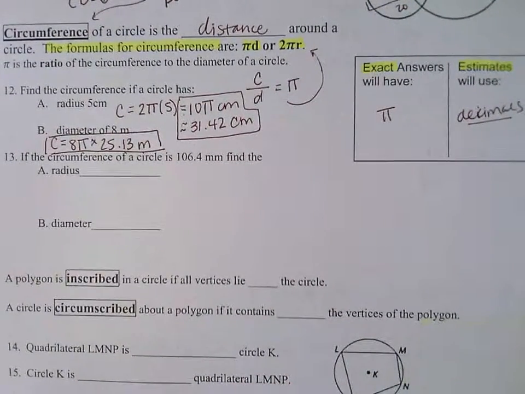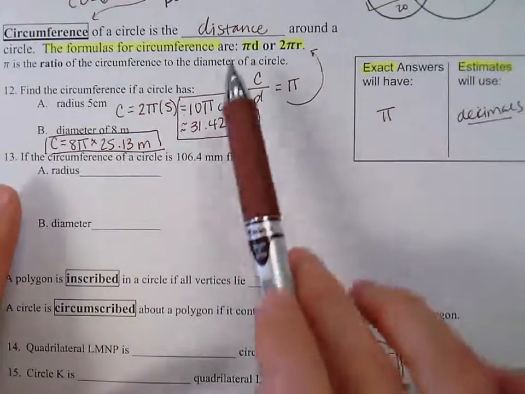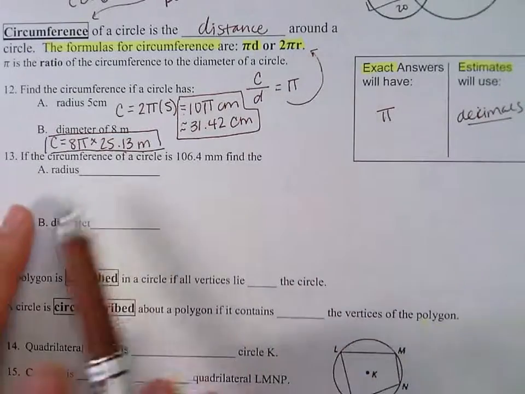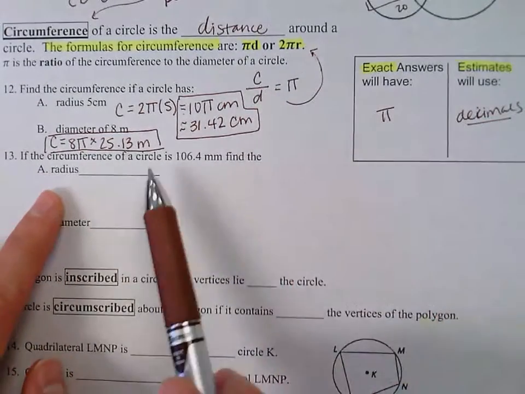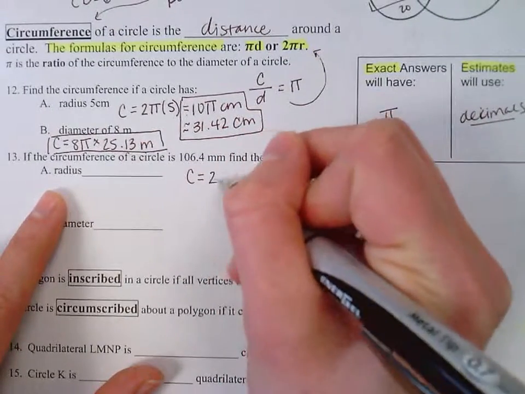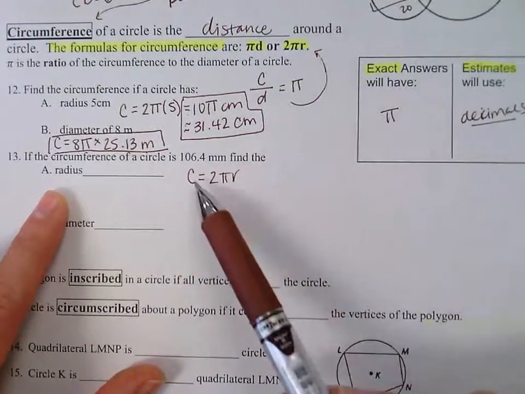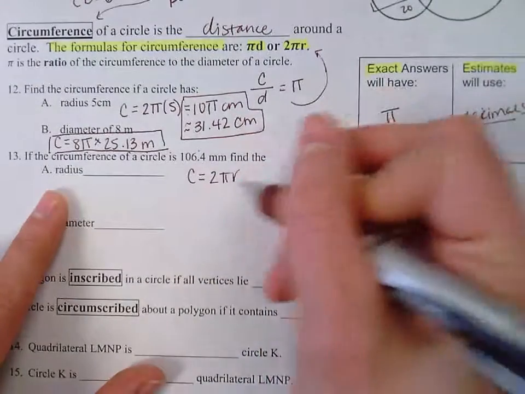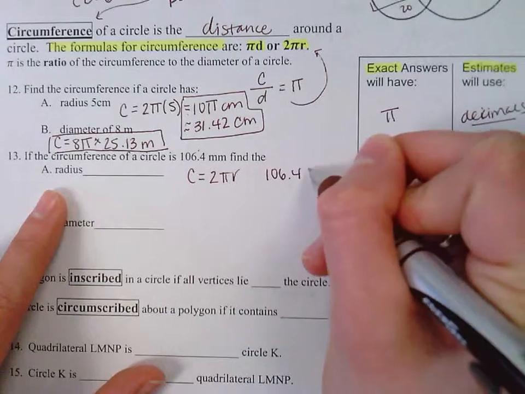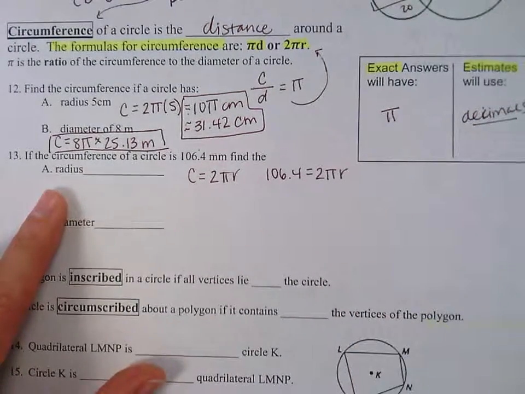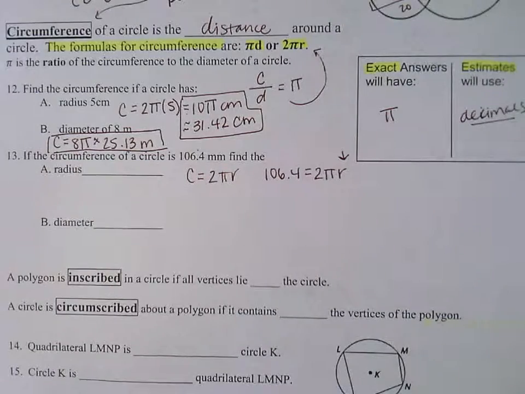Okay, and then 13, if the circumference of a circle is 106.4 millimeters, find the radius and the diameter. So here you're still using either of these formulas. If I'm looking for the radius first, I'll write this here, C equals 2 pi r. So I would substitute in the circumference for C. So that means I have 106.4 is equal to 2 pi r. And I'm looking for the radius. How would I find the radius? Yep, divide by pi, divide by 2.